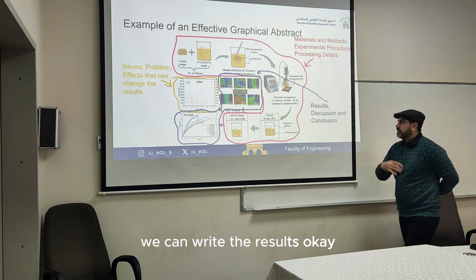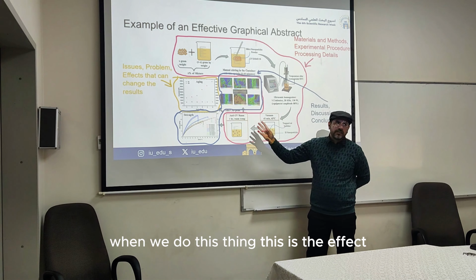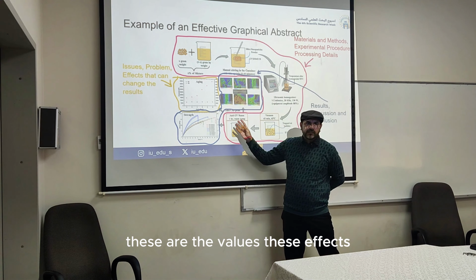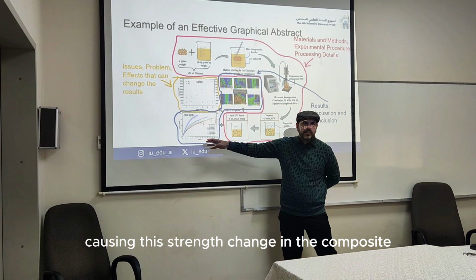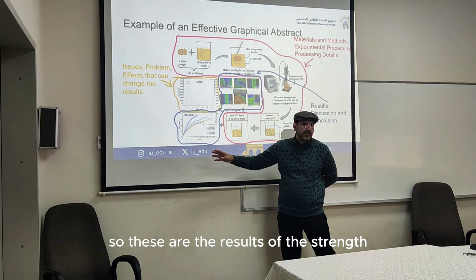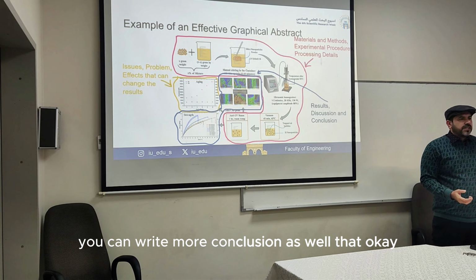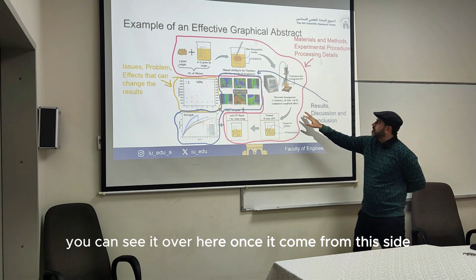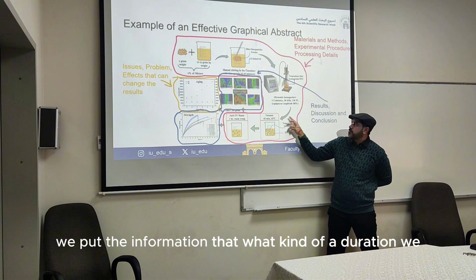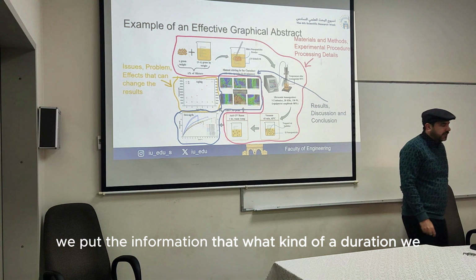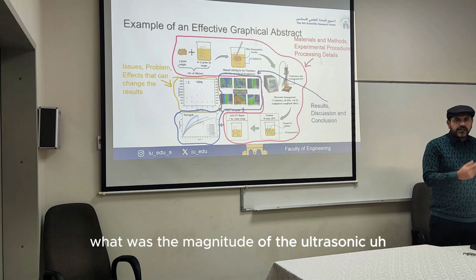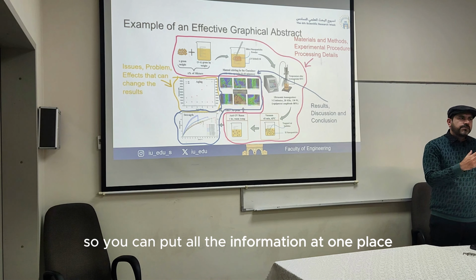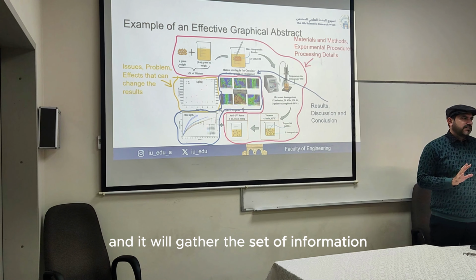So you can write the results. Okay, when we do this thing, this is the effect. These are the values. These effects cause the strength change in the composite. So these are the results of the strength. You can write more conclusions as well, that okay, this is the biggest one, or for example, you can see it over here. Once it comes from this side, we put the information on what kind of duration we used, what was the magnitude of the ultrasonic mixing and things like that. So you can put all the information in one place and it will gather the set of information.